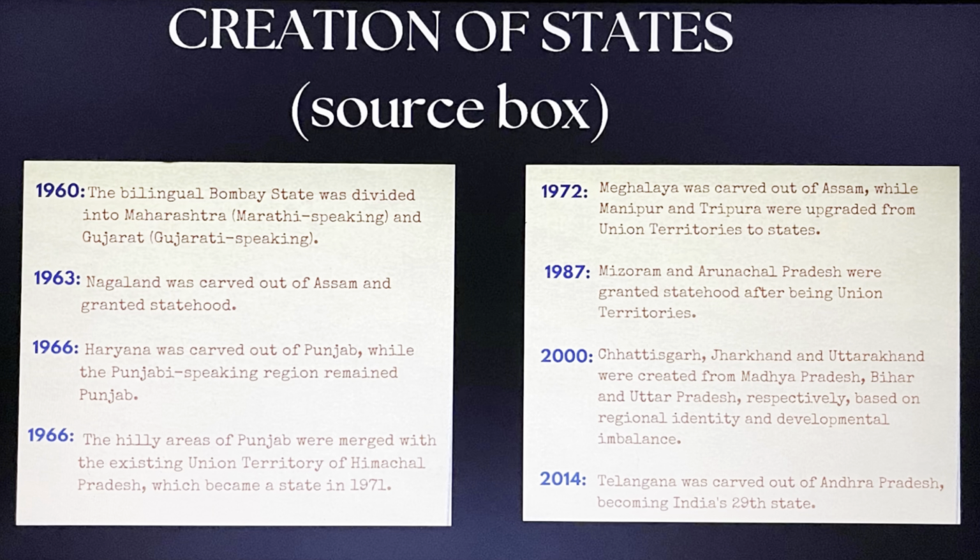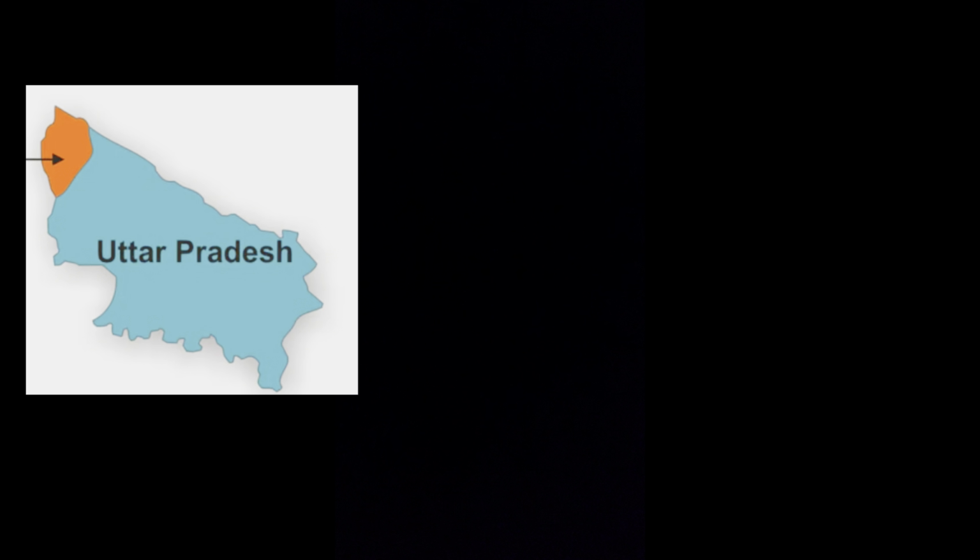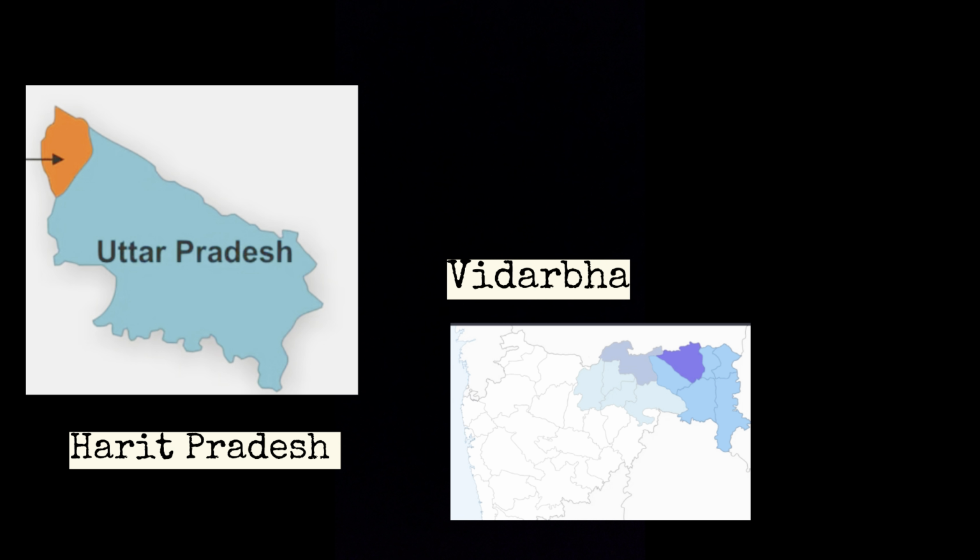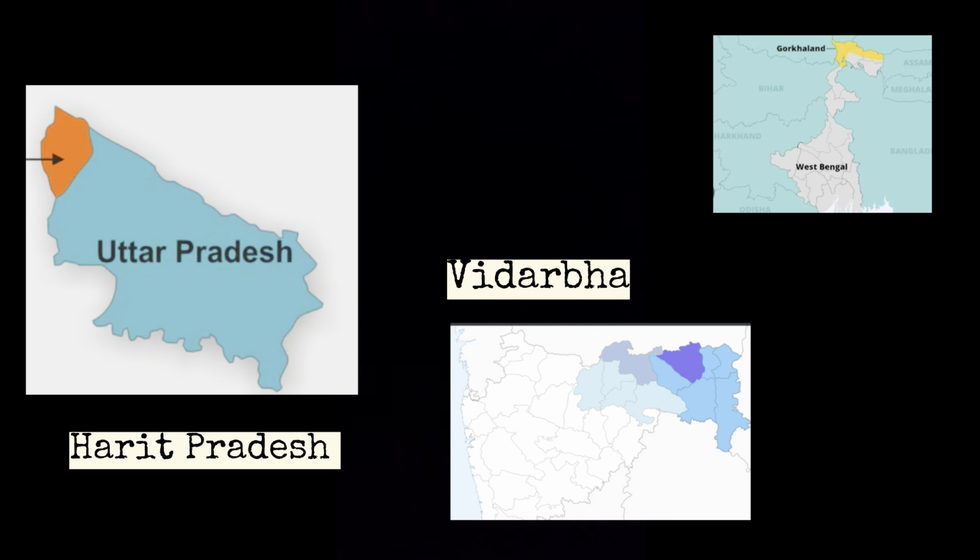There is one area on the western side of Uttar Pradesh that demands a new state which could be called Harit Pradesh. Another area in Maharashtra, called Vidarbh, also wants to become a separate state of its own. Then again in the northern part of West Bengal, there is a demand for another state. So these are still demands.